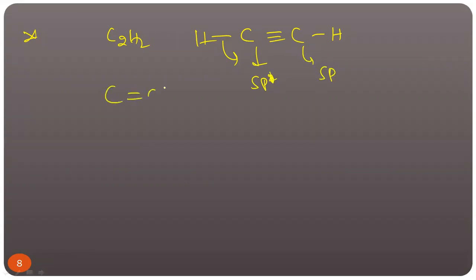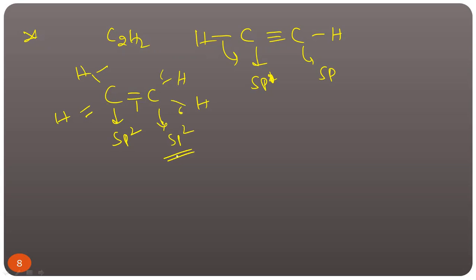Now if I draw the structure of C2H4 like this, tell me quickly. This carbon has how many sigma bonds? 1, 2 and 3 sigma. So hybridization is sp2. Here 1, 2 and 3. Hybridization is sp2. So there are 3 methods to find out the hybridization. Is it clear? Now the question arises here.